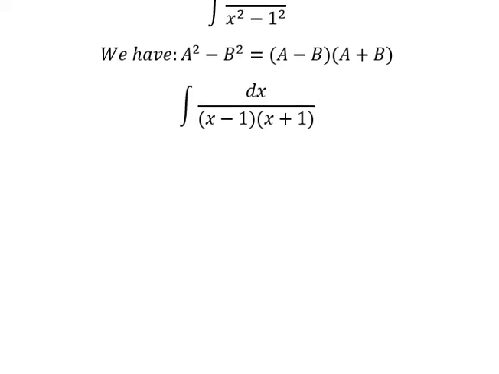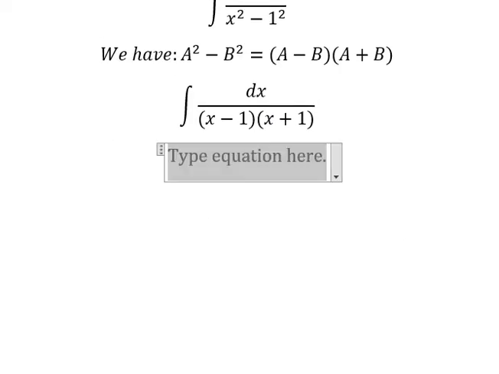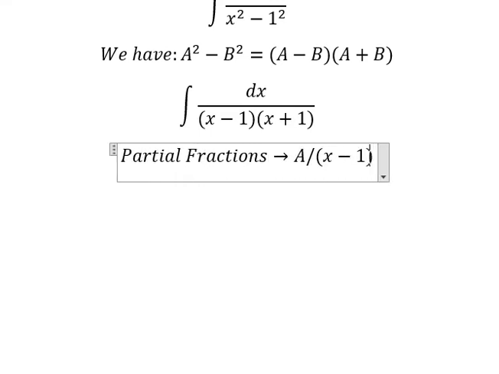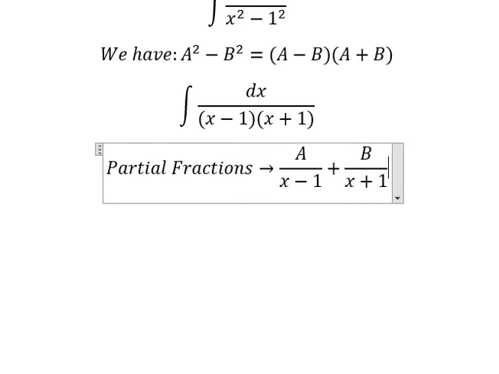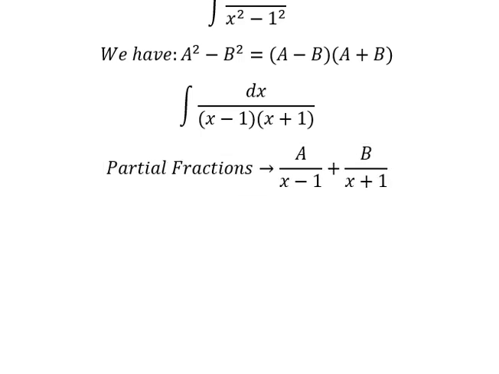Next we need to use partial fractions. So I will put capital A over s minus 1 and capital B over s plus 1. Later we do the common denominator.